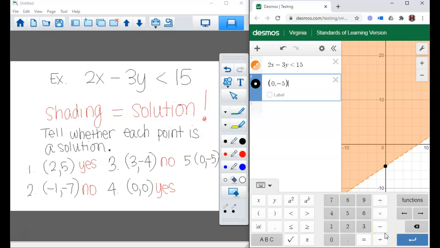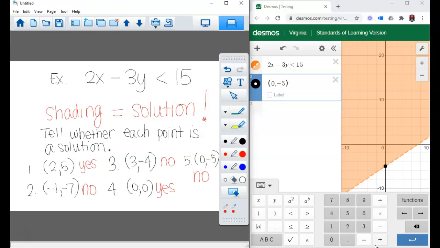Now, when the dot lands on the line, in order for it to be a solution, the line has to be solid. So this one would be a no, because that line that I have landed on is a dashed line. That means it's left open. So in order for a point to be a solution on one of these, it has to land in the shaded area, or if it lands on the line, it has to be a solid line.